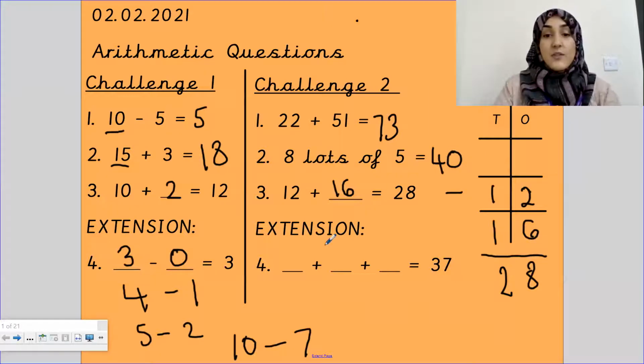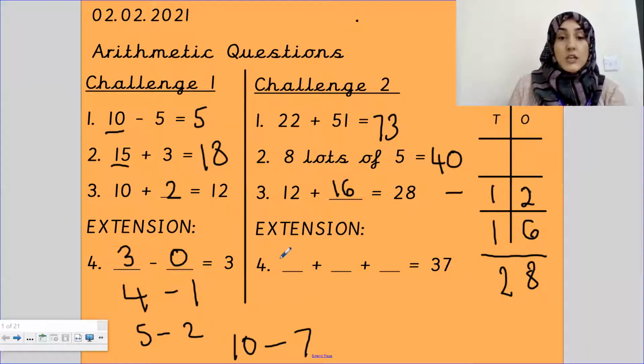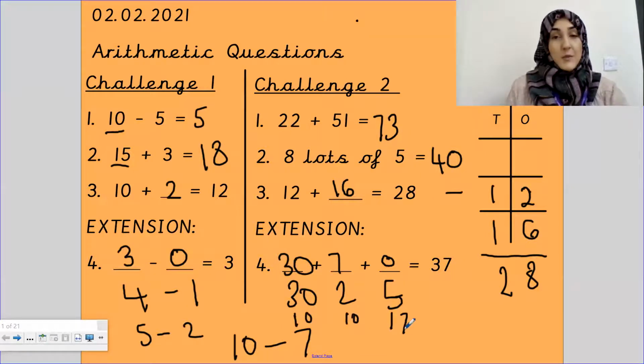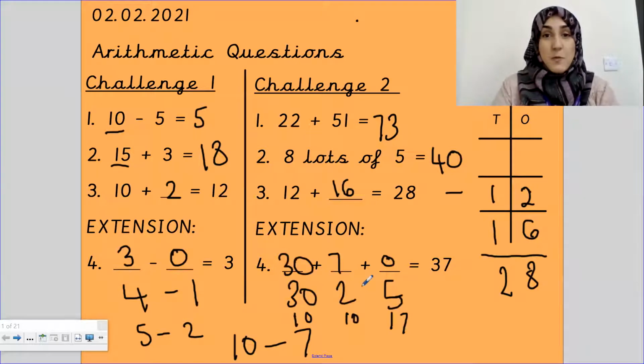Okay, now for your extension, you're adding 3 numbers together to make 37. One example could be 30 add 7 add 0. Or it could even be 30 add 2 add 5. Or it could even be 10 add 10 add 17. So I will be checking onto Tapestry to see which 3 numbers you have added together to make 37.